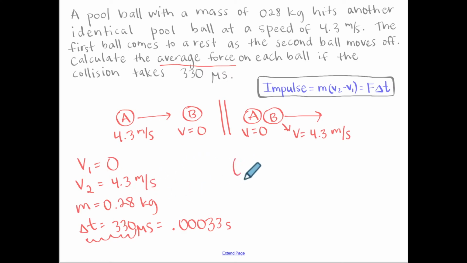So we can plug this into our impulse equation. The mass is 0.28 kilograms times v2, which is 4.3, minus v1, which is 0, equals force, which is what we're trying to find, times time, which is 0.00033 seconds. And then when we solve for force, we get 3,600 newtons.